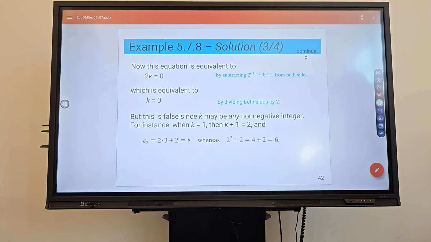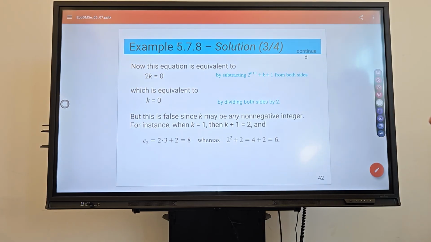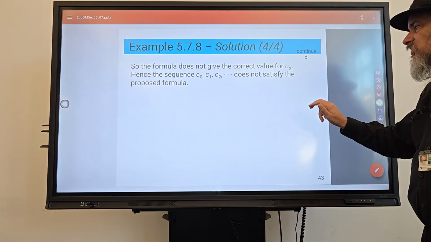So now the equation is equivalent to k equals 0. But this is false since k may be any non-negative integer. For instance, when k equals 1 and k plus 1 equals 2, you get C2 equals 2 times 3 plus 2, which is 8, whereas 2 squared plus 2 equals 6, which is not the case.